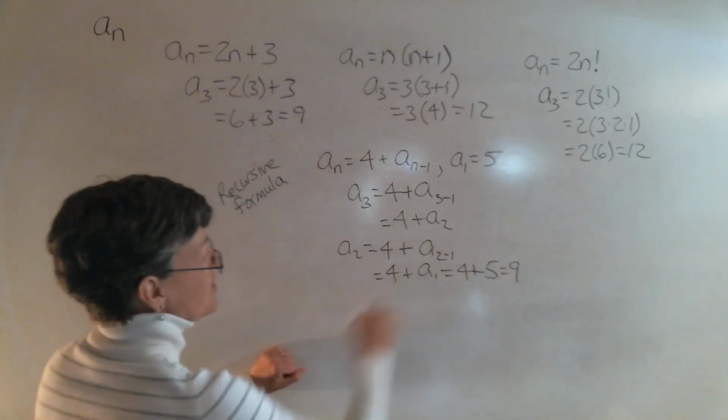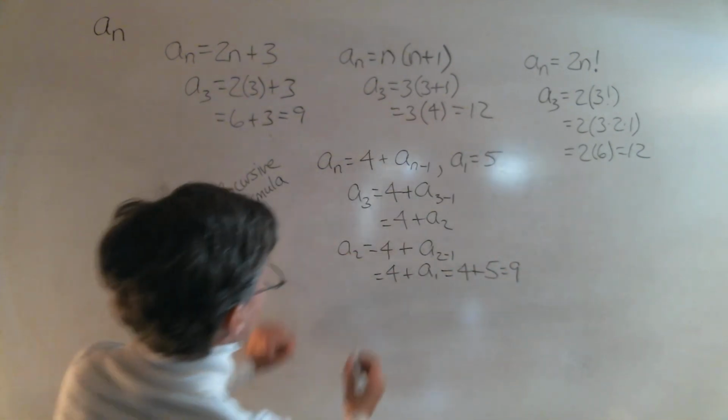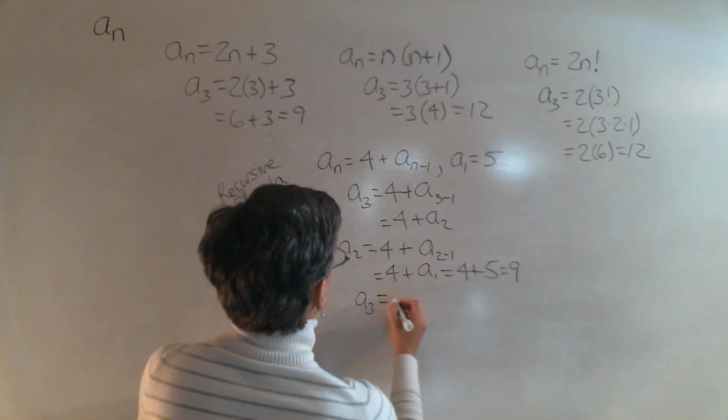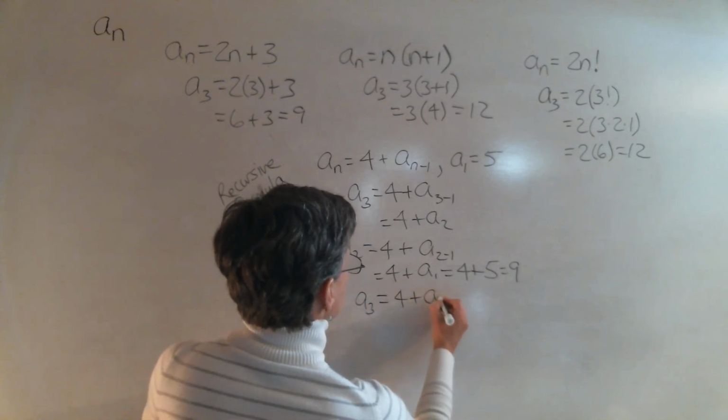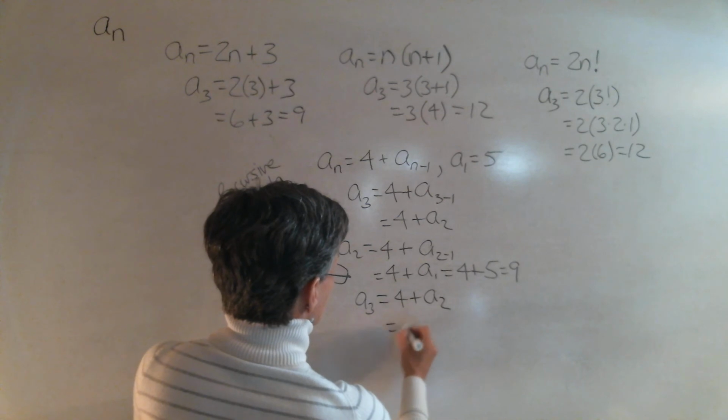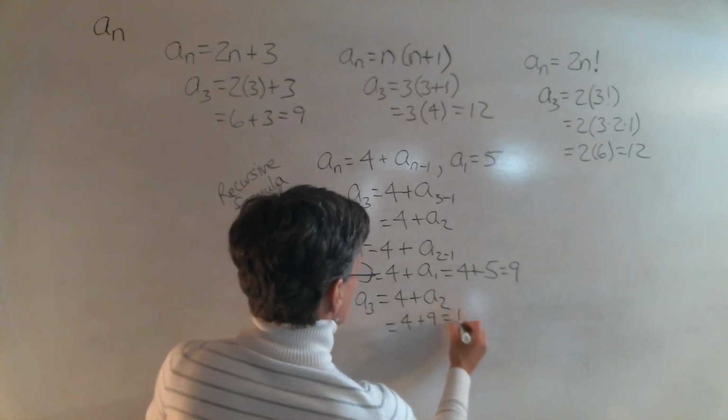So now I know a sub 2, and now I can calculate a sub 3 because a sub 3 is equal to 4 plus a sub 2. And that's going to be 4 plus 9, which is 13.